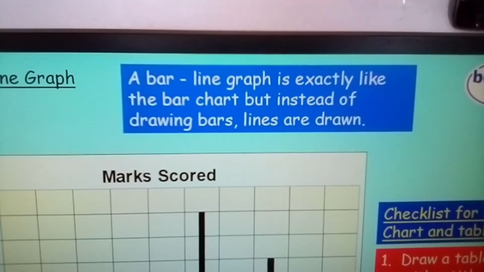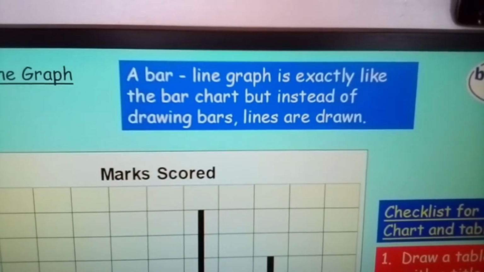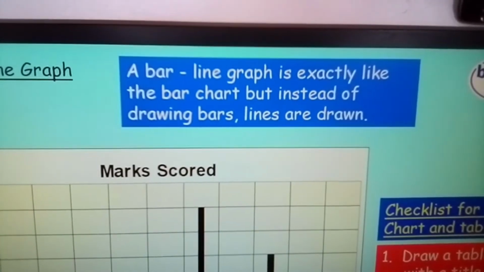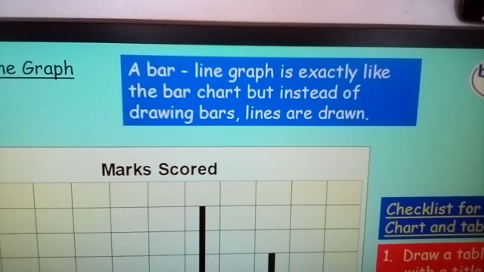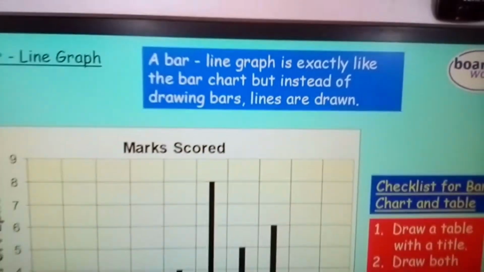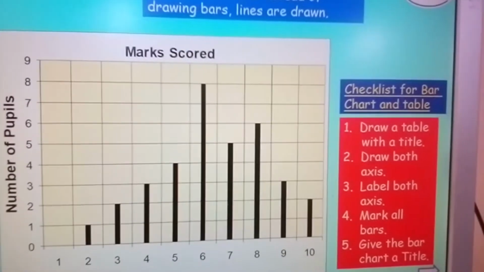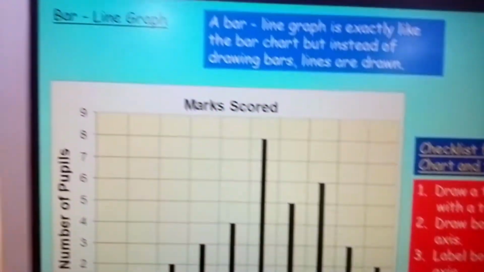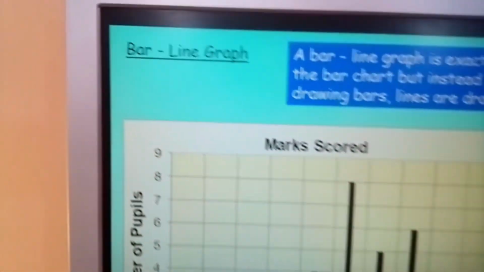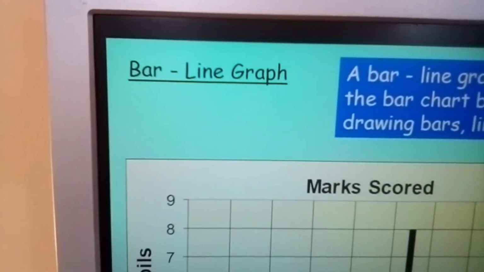A bar line graph is exactly like the bar chart, but instead of drawing bars, lines are drawn, okay? Bar line graph, okay.